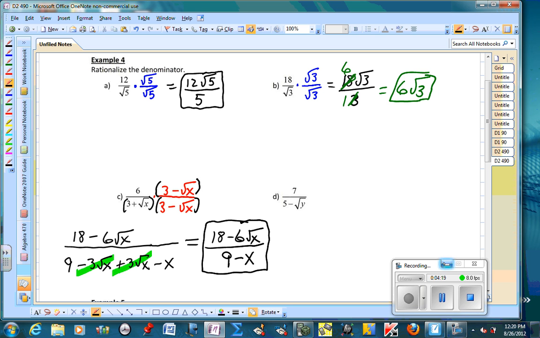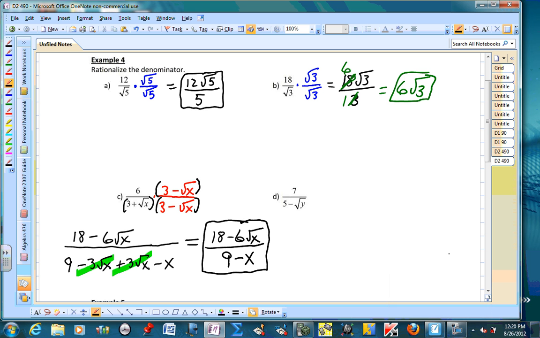Now let's take a look at part D. This is very much like part C, so we're going to multiply by the conjugate of the denominator. The conjugate of 5 minus root y is 5 plus root y. So we will multiply by 5 plus root y over 5 plus root y, multiplying by these entire quantities. So let's get started. We can distribute the 7. We'll get 35 plus 7 root y.